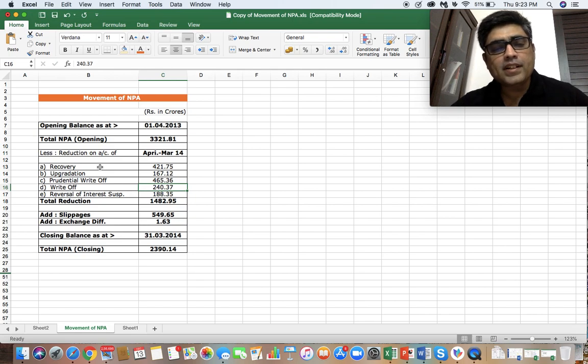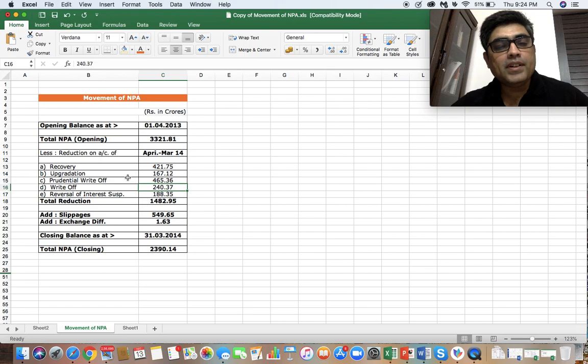So the first that comes is recovery. Recovery means what? Recovery means that NPA, it has got to be a loss asset, but then after selling off the security amount, the properties which were mortgaged or hypothecated, or which have been kept as collateral securities and all, that has been sold off and that amount has got realized. So that is the recovery amount, right?